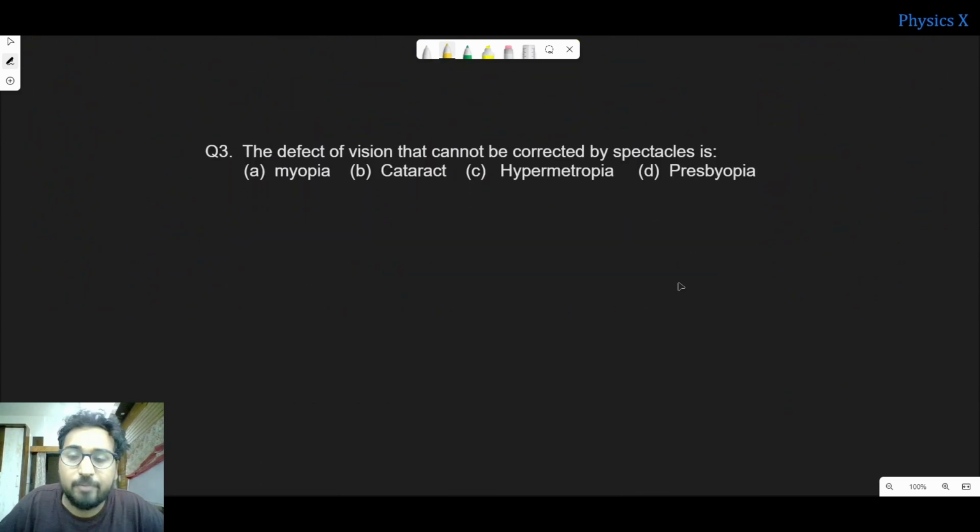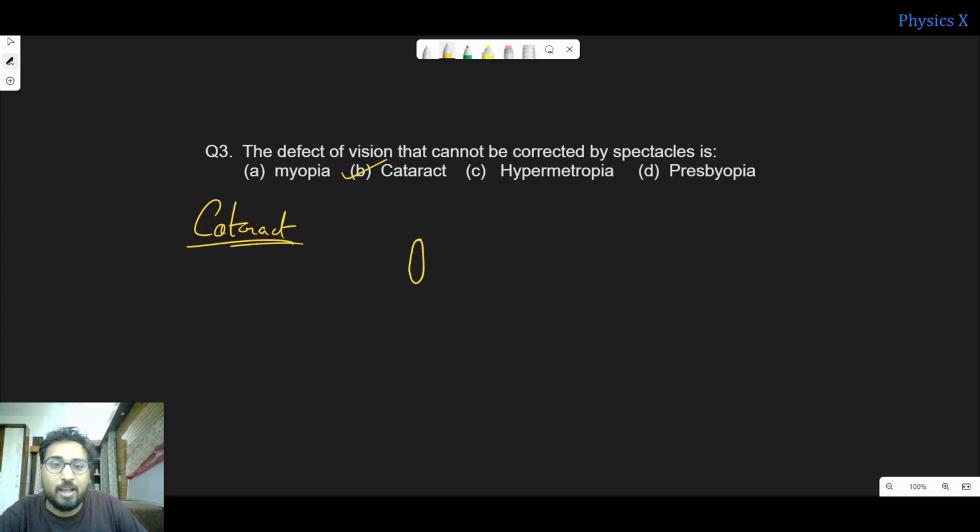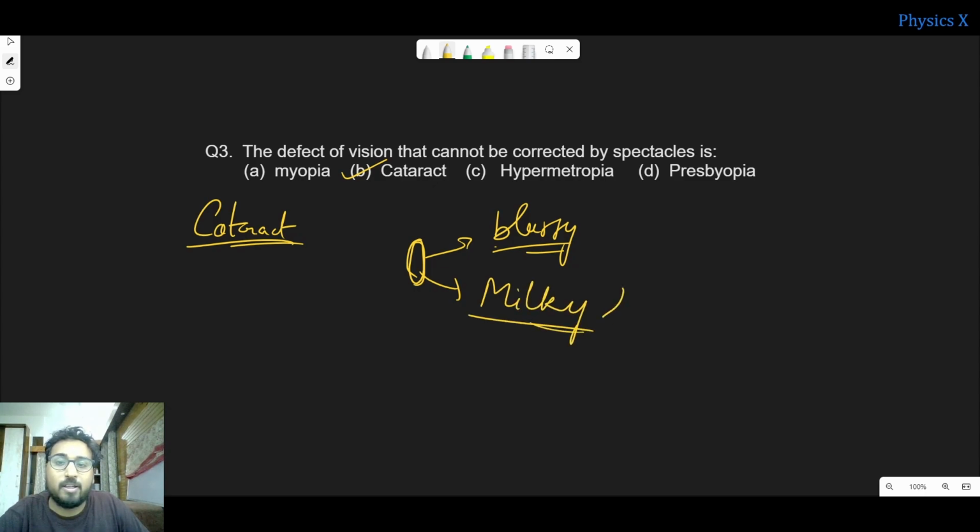The defect of vision that cannot be corrected by spectacles is, so this answer is cataract. Let me tell you something about cataract. In cataract, the eye lens becomes blurry, or milky like. Why? Because a membrane develops over it.